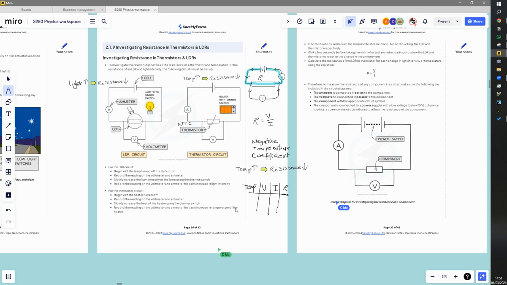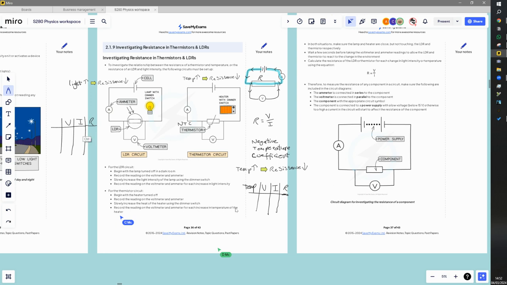Or, in fact, you could change it. You could keep the brightness of the light bulb the same and move it closer or further away. Of course, if it's closer, then it's going to be brighter, and if it's further away, it's going to be dimmer. So you're doing the same thing. You could, for example, measure the distance. Again, it's going to be voltage, current, and resistance. You'll calculate the resistance each time. And this could be the distance from the resistor.